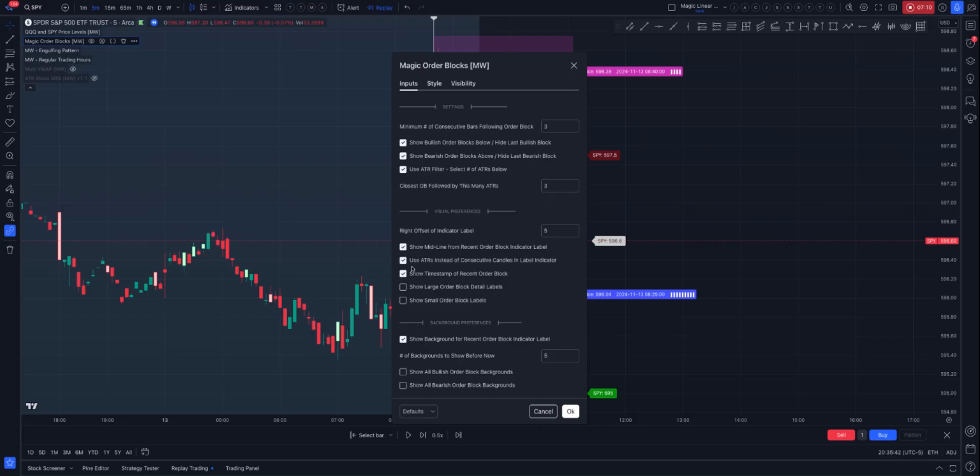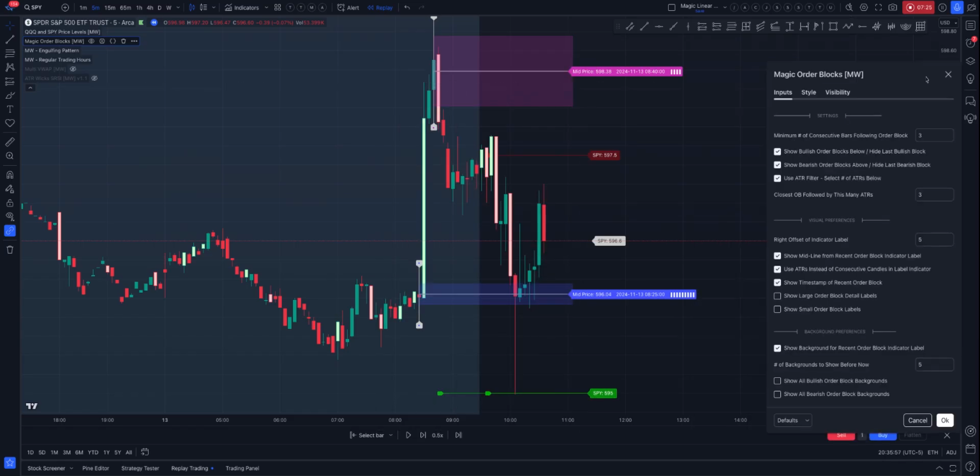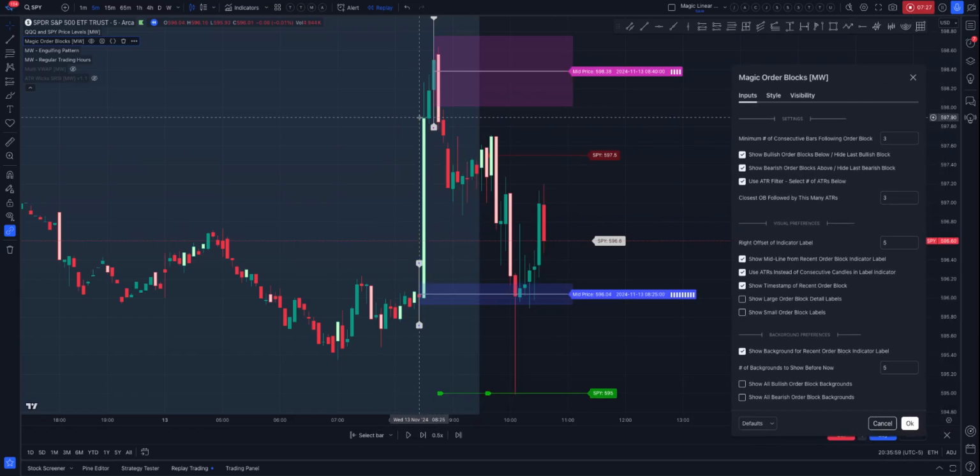So this is showing we're using ATRs instead of the consecutive candles in the label indicator. So this is 1, 2, 3, 4, 5, 6, 7, 8, 9 ATR move that caused this order block. And now this big bar, these 3 bars here, that caused this order block.